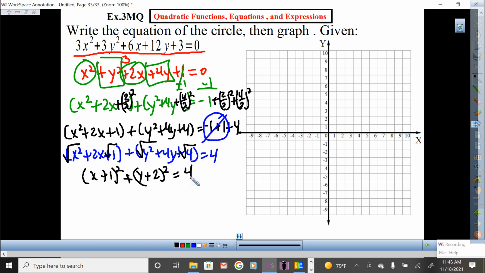Hands have you got up to right there? Yeah. So our center, what's our center? Everyone. -1, -2. And our radius, everyone? 2, because we take the square root of that. So let's graph this. -1, -2. And then 2 steps in all directions. And there it is. Hands if you got that by yourself.